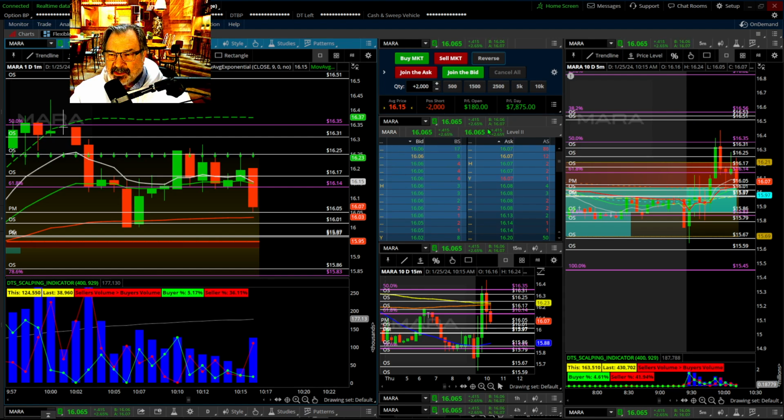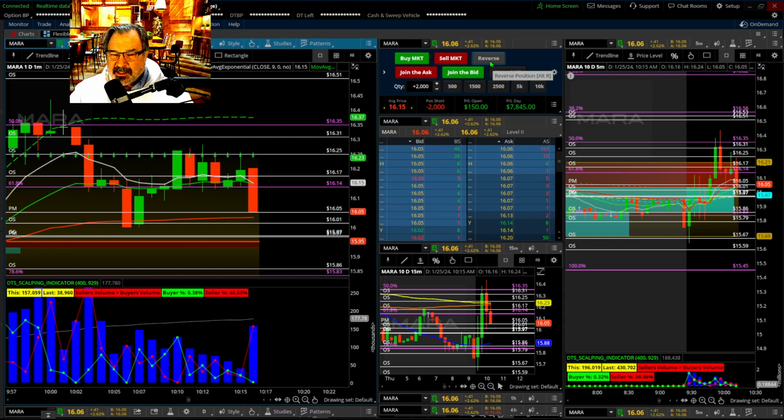I'm not going to jump out just because of that. I'm going to wait a second. That's a lot of power down there. It's heading toward the VWAP. Let's see if it can break $16.